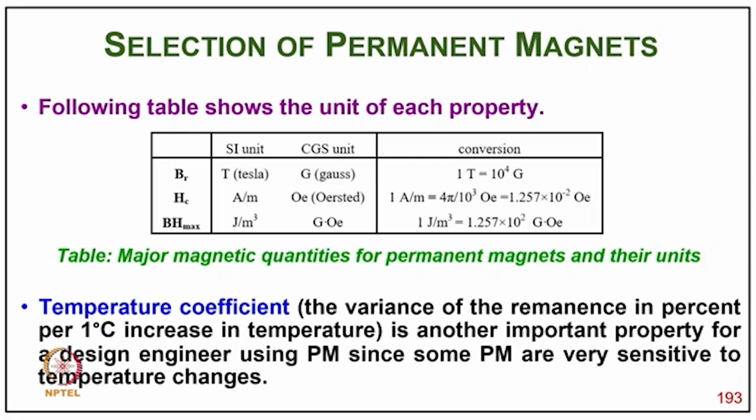You can see the following table shows the unit of each property: Br in Tesla, Hc in ampere per meter, and BH max in joules per meter cube. So these are the major magnetic properties of magnetic material.